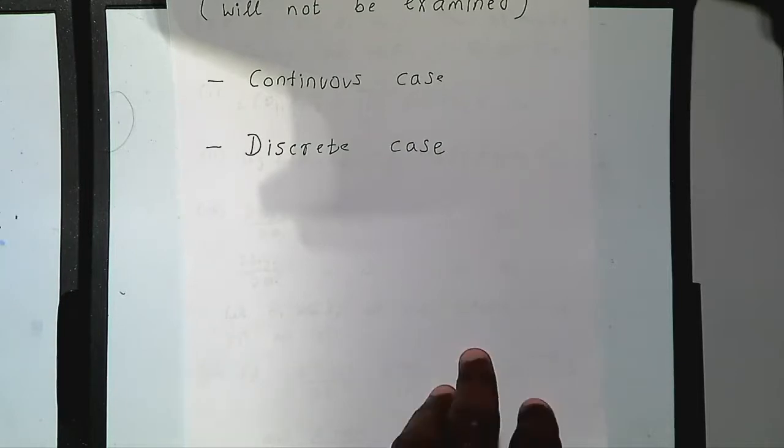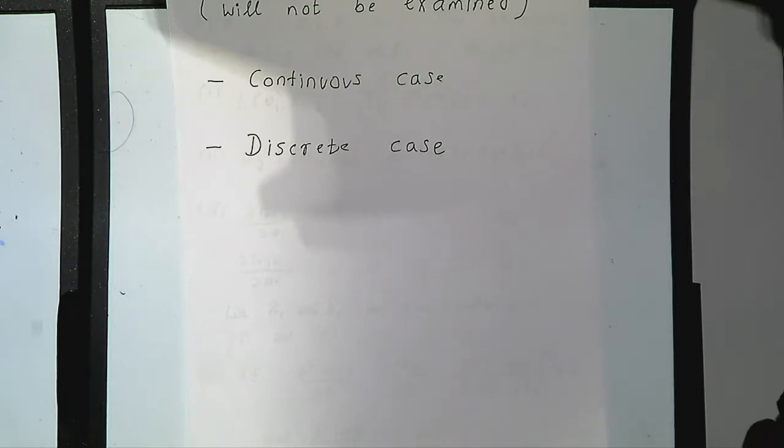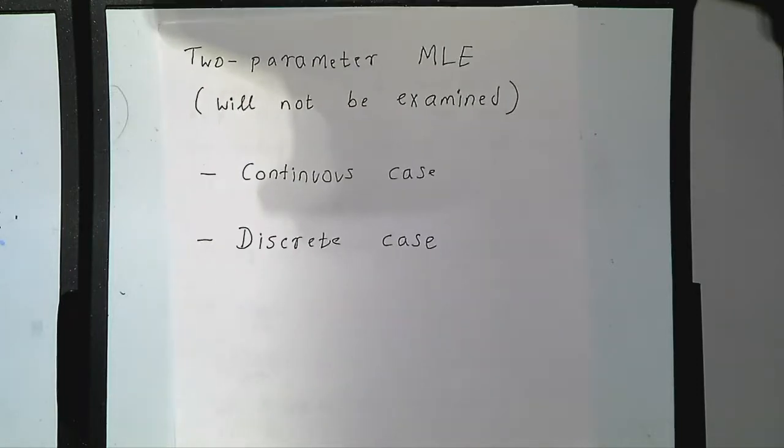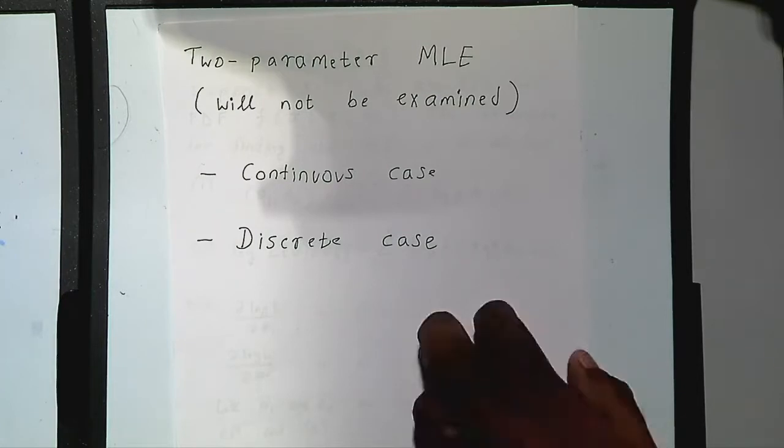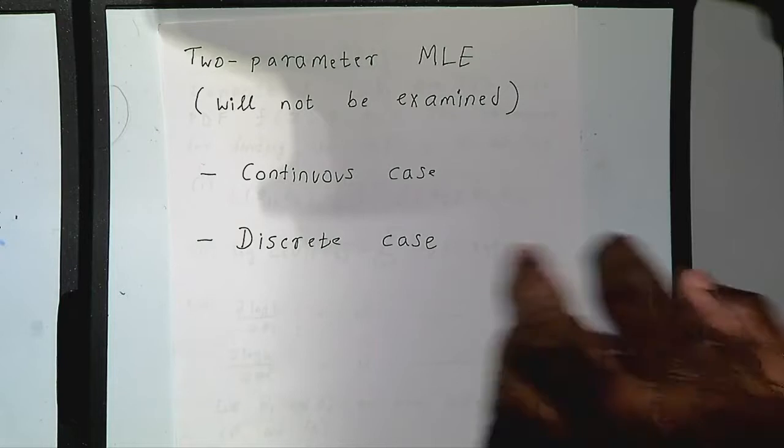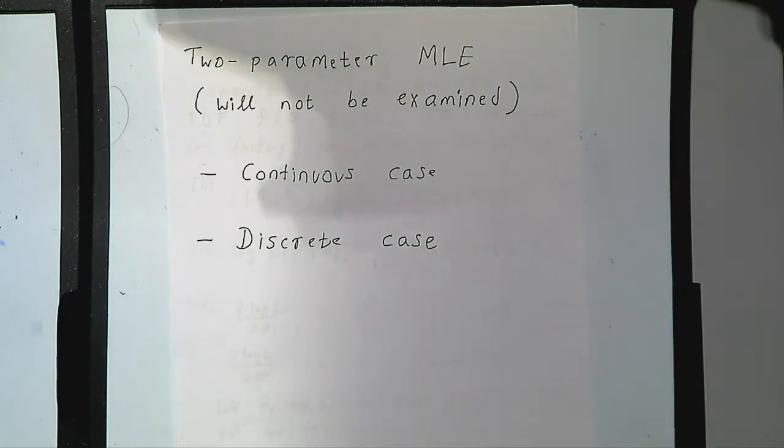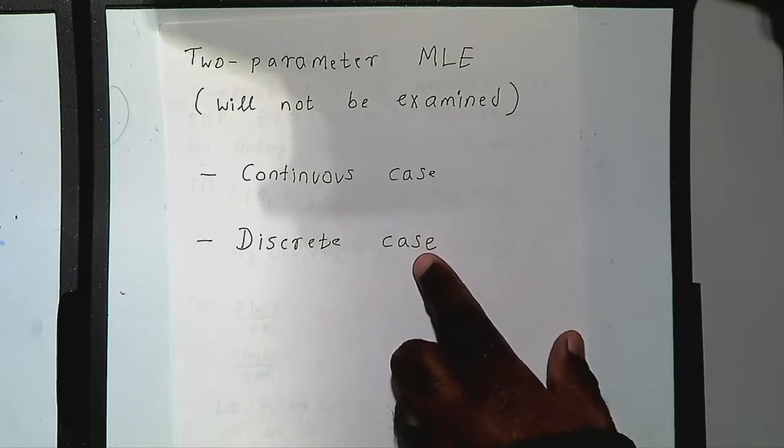Now then, I talked about 2-parameter MLEs. The 2-parameter MLE will not be examined, but it is stuff that you will encounter when you move to second year. There's a course in the second year called Statistical Methods, and you will talk about 2-parameter and multi-parameter MLEs in that course. But as far as this course is concerned, this is additional material which will not be examined. So I talked about the continuous case and the discrete case.